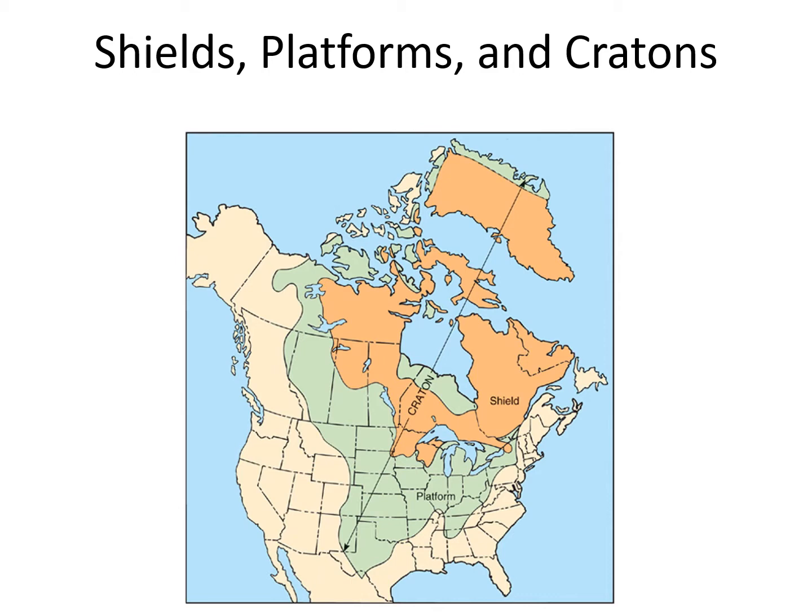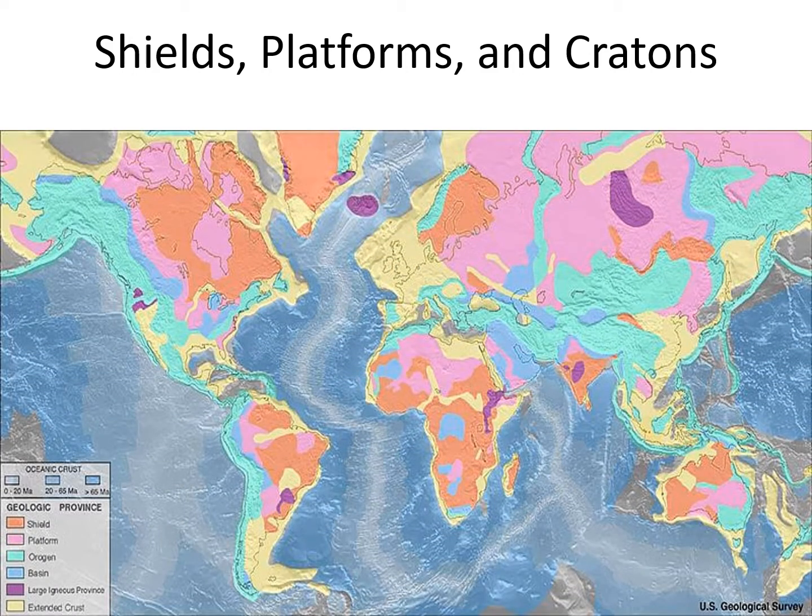And while we are focusing on North America, I do want to show you that this isn't unique to North America. There are shields and platforms and thus cratons all around the world. All of our continents are made of a shield, which is the base, earliest, oldest Precambrian rock. There's a platform of sediment that has shed off of that back in the Precambrian and the early Paleozoic era. And collectively, we have these cratons.